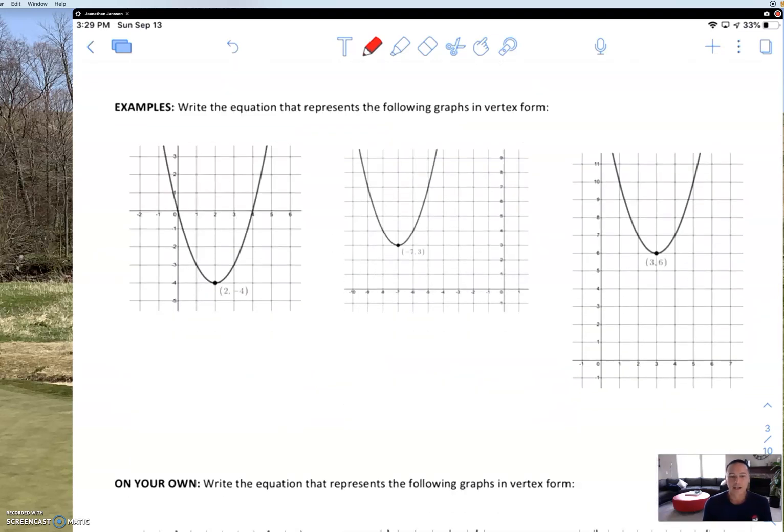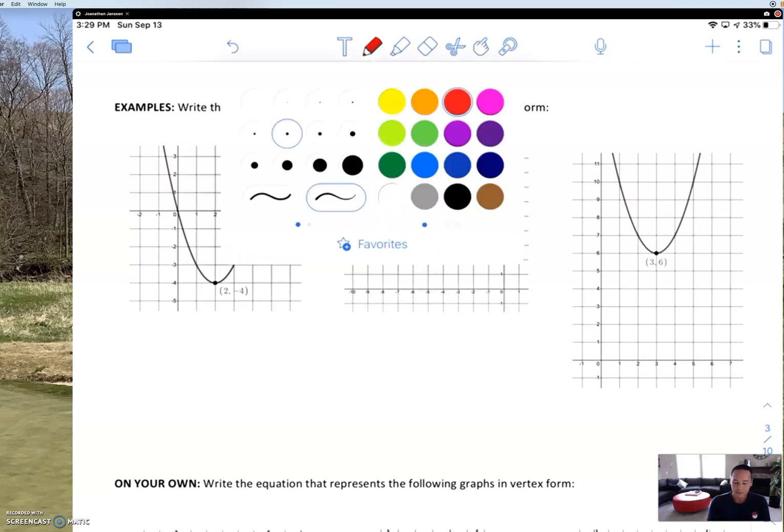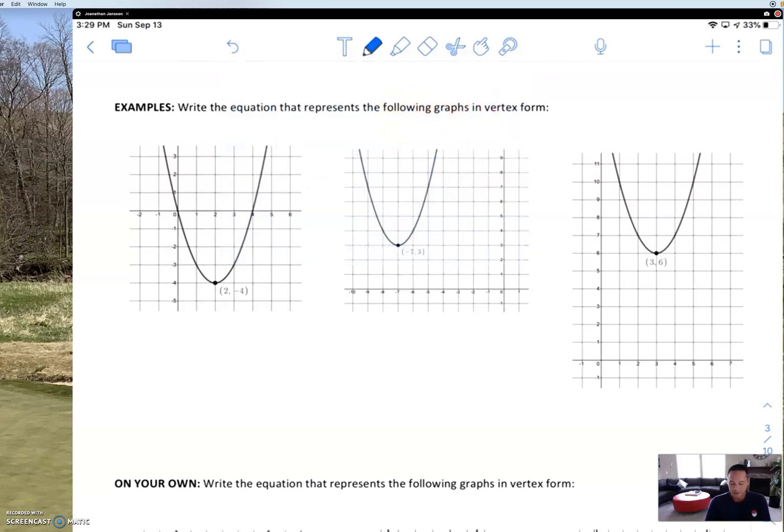Now we're going to take a look at a couple more examples where we're just going the other way. So now I'm going to give you the graph, and we have to find the equation that represents that graph. Let's start at the first one. We know that the vertex is at (2, -4). So what that means is that graph was shifted to the right by 2 and down by 4.